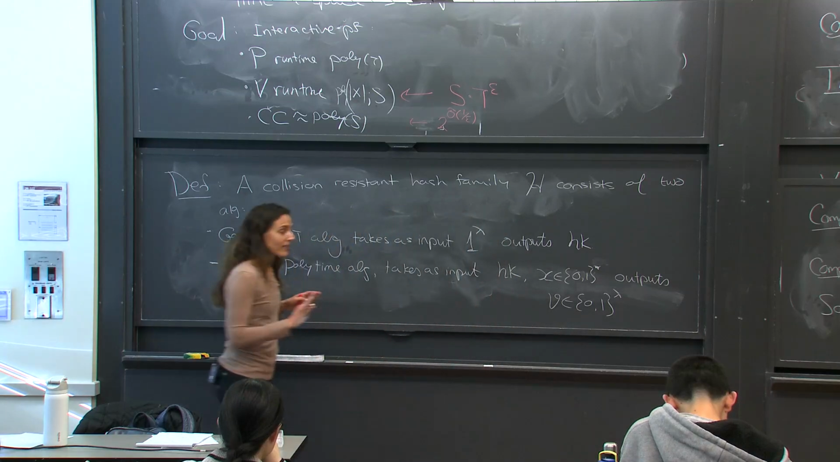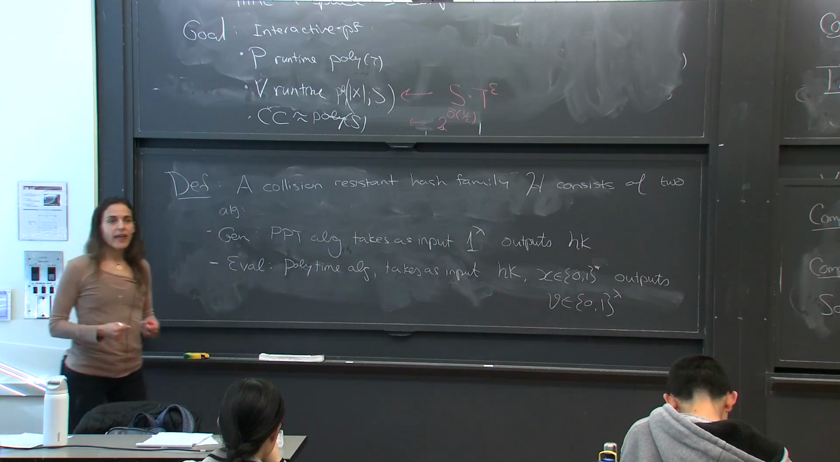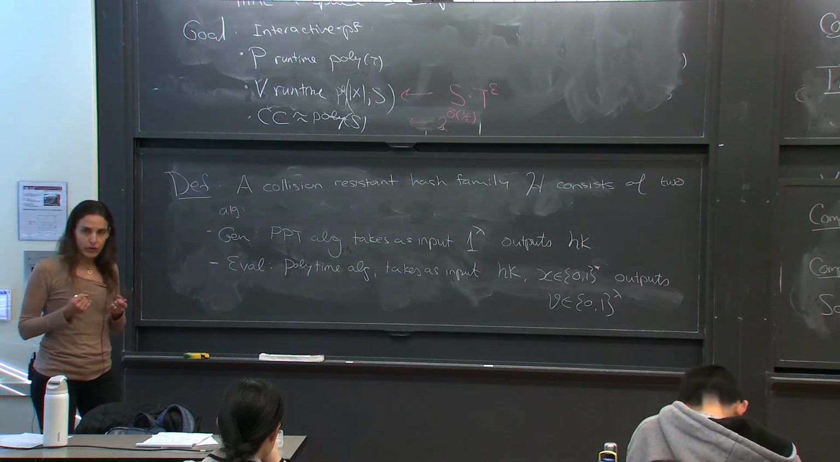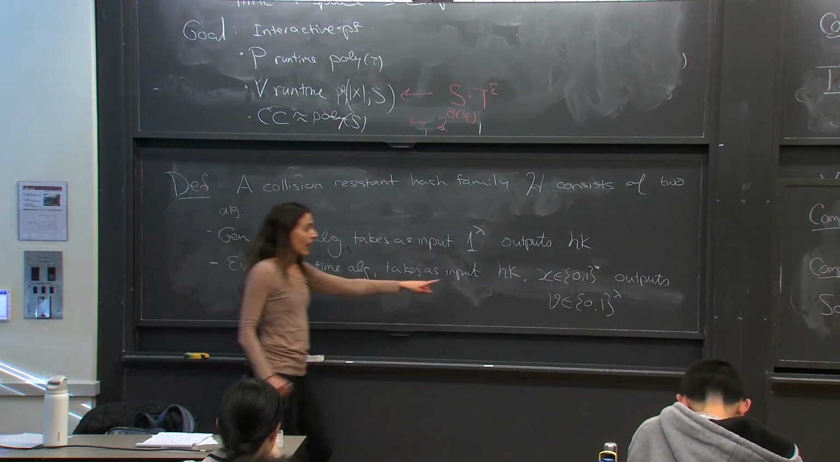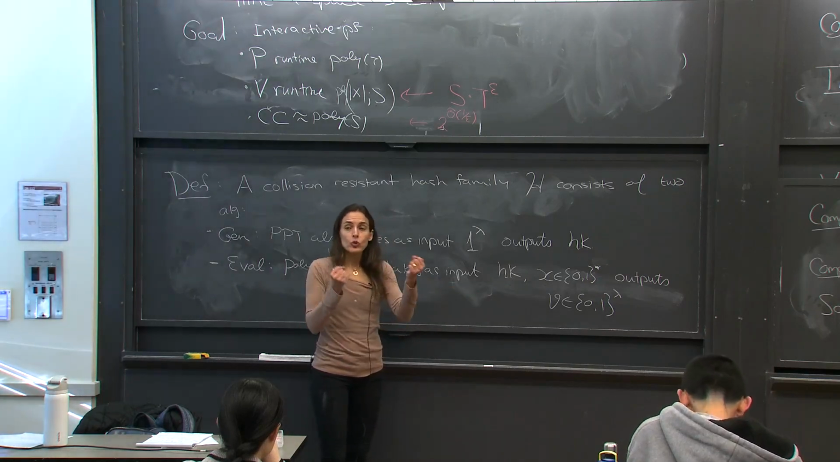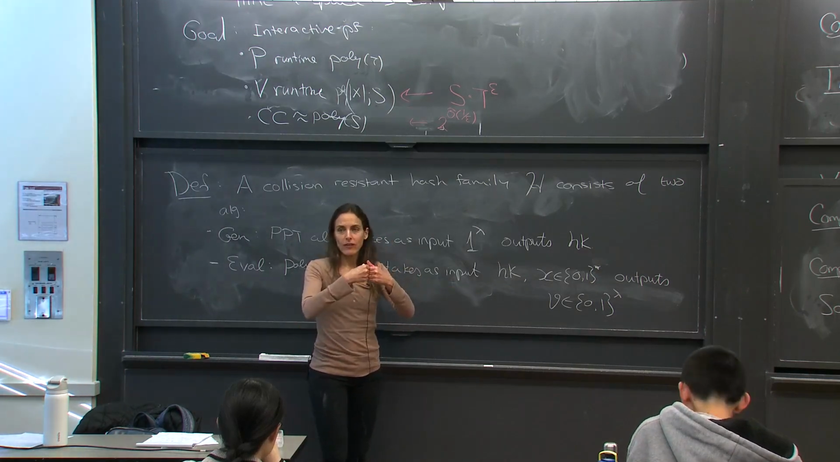And now the security says that a polynomial time or a poly size algorithm that is given a hash key should not be able to find two different x's that hash to the same value.